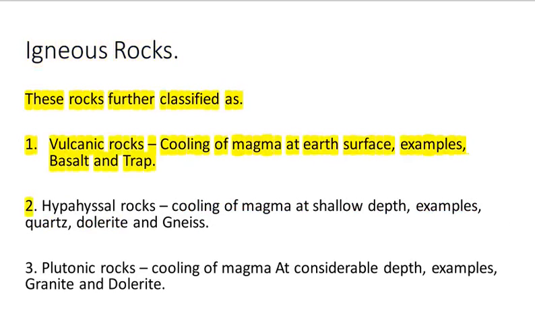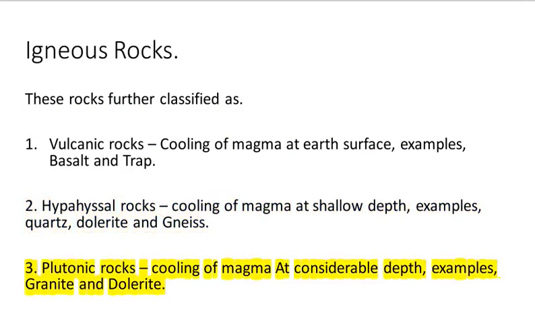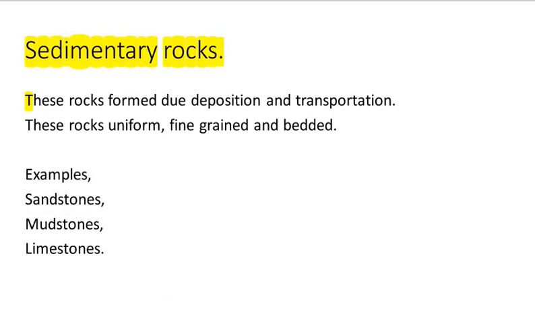Igneous rocks. These rocks are further classified as: 1. Volcanic rocks. Cooling of magma at Earth's surface. Examples, basalt and trap. 2. Hypabyssal rocks. Cooling of magma at shallow depth. Examples, quartz, dolerite and gneiss. 3. Plutonic rocks. Cooling of magma at considerable depth. Examples, granite and dolerite.